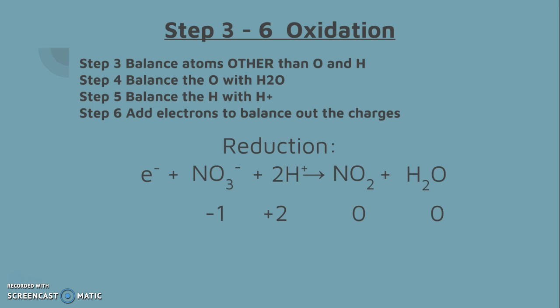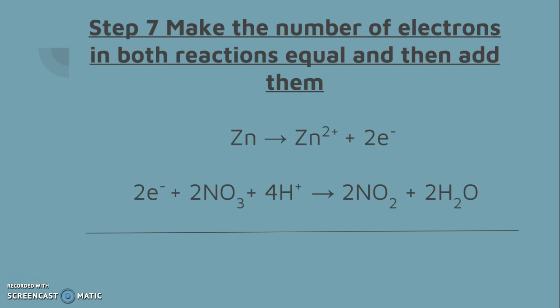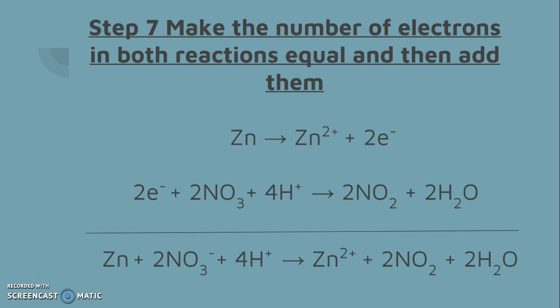Now we have 2 reactions. We multiply the second reaction by 2, so that it cancels with the 2 electrons in the first equation, and we get this. But since the question asks for it in basic solution, we have to do one more step.